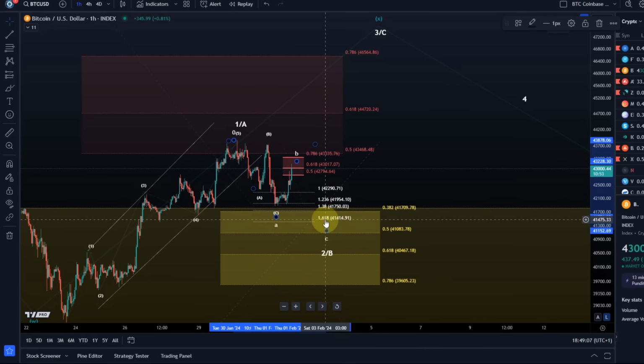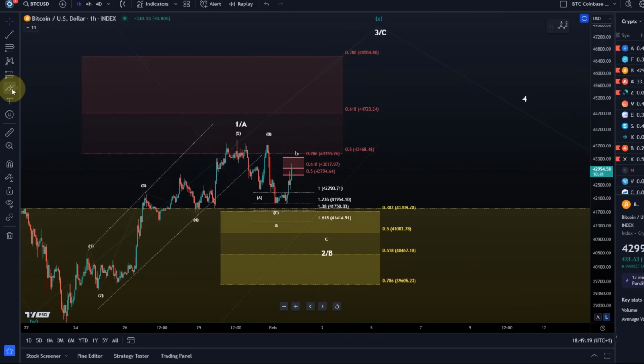42,290 and 41,415. Price turned around here at the 1.236 extension. That was at 41,954 and reacted. So far, the rally is in 3 waves. And I mentioned to you in the previous update that possibly this was only the A wave of wave 2, or alternatively wave B.